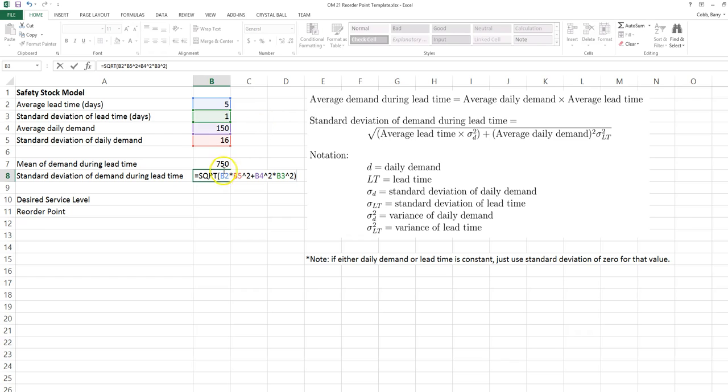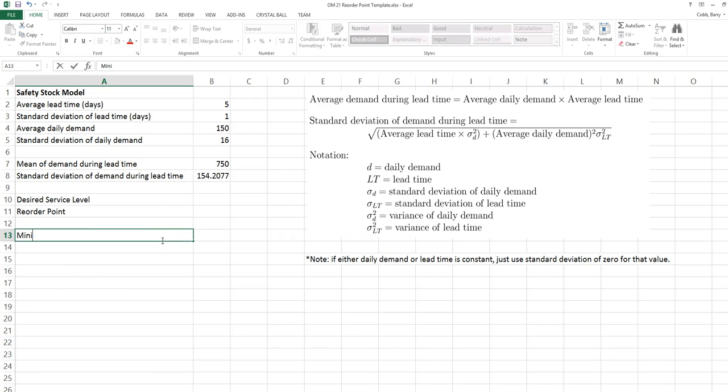You notice in this formula that the average lead time in cell B2 is the only value that's not squared, and this is actually the correct formula. So the standard deviation is about 154. Just to get an idea of the range of values that we might expect to see during lead time, we could calculate the minimum and maximum.